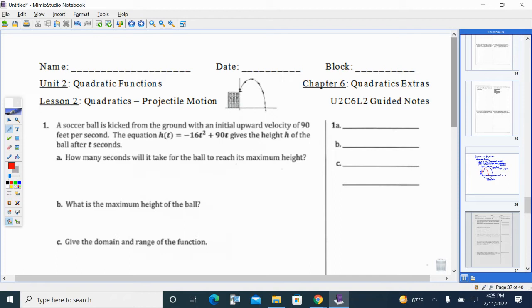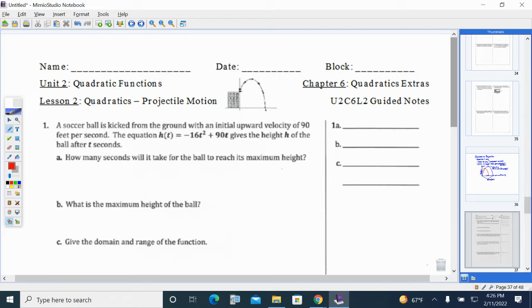There are a couple of different ways we could do this. We could do this by hand. The maximum height is the vertex of the parabola. So if we could find the vertex, we could find how many seconds. The other way we can do this is using the graphing calculator. I'm going to show you both pretty quick.